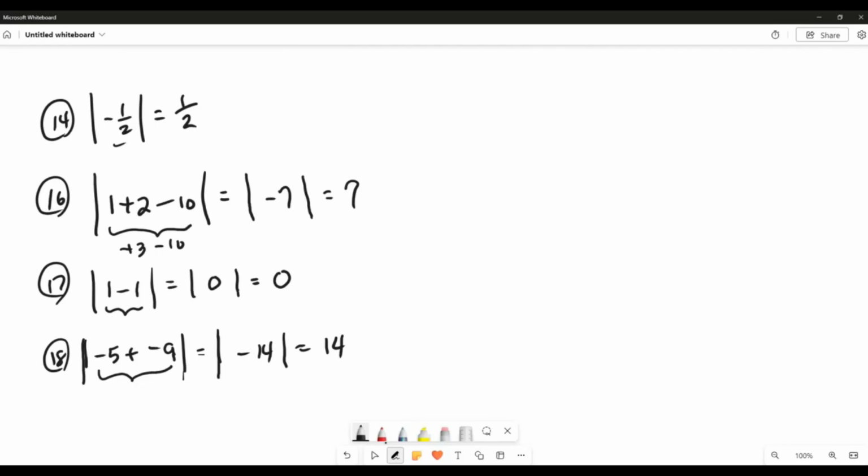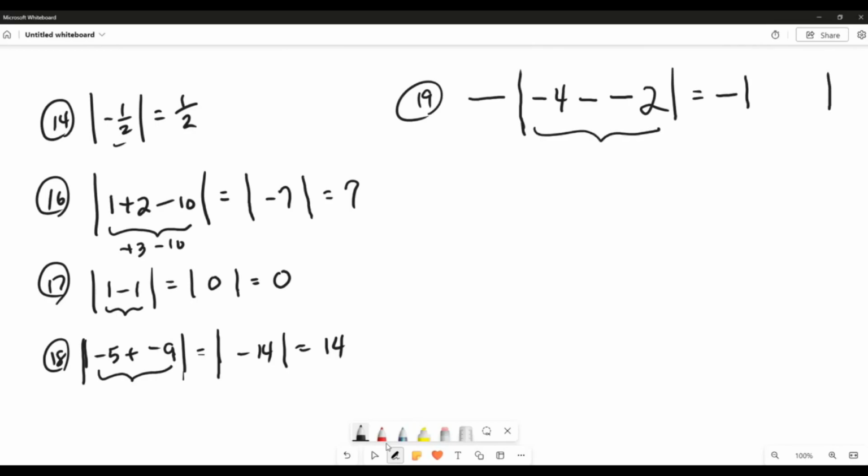Now I'm going to do one that was not on the sheet. So I want you to, we'll call it number 19. If I have negative absolute value of -4 minus -2. Whoa. We have to deal with the inside first, so everything else is going to stay the same. But I need to do -4 minus -2. What is this?